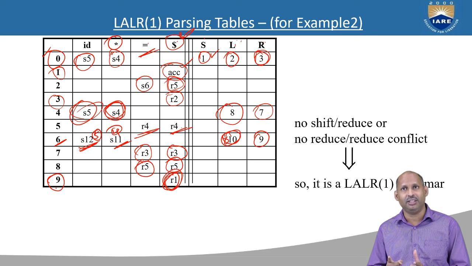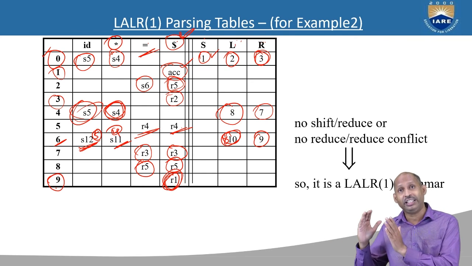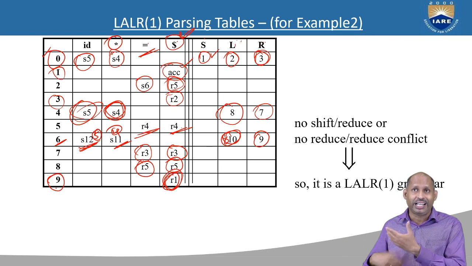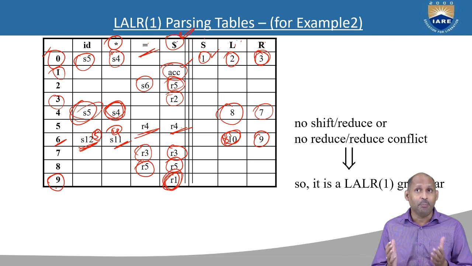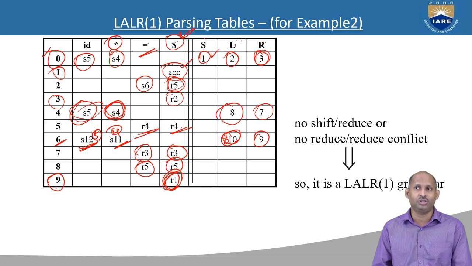To construct LALR, we must construct CLR, canonical LR. From the CLR we derive the LALR by combining the closure groups which have the same productions with different lookahead symbols. If there is no shift-reduce or reduce-reduce conflict, the result is LALR grammar. So simply we say this is the LALR grammar. This is the construction of the LALR parsing table.